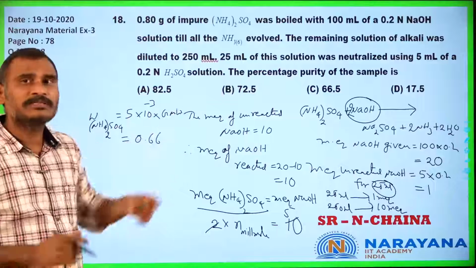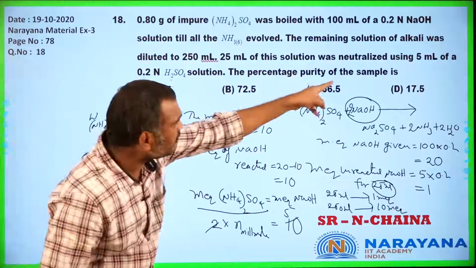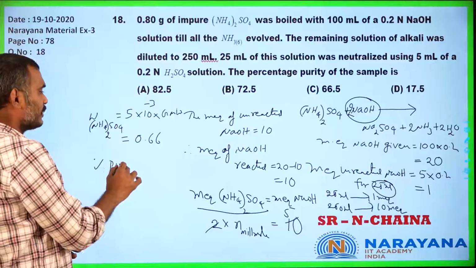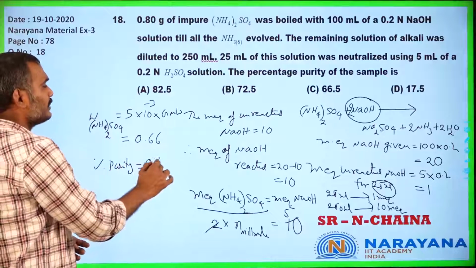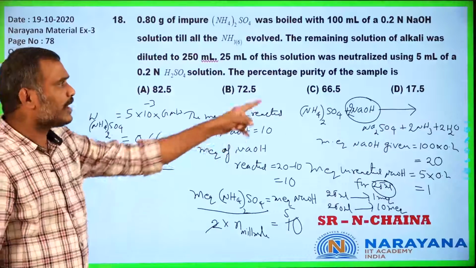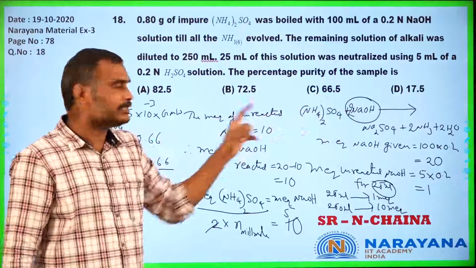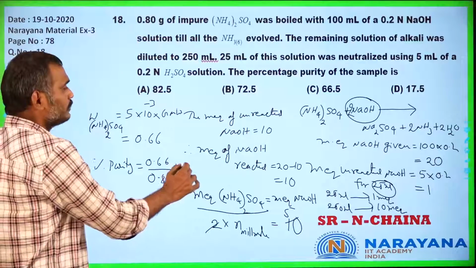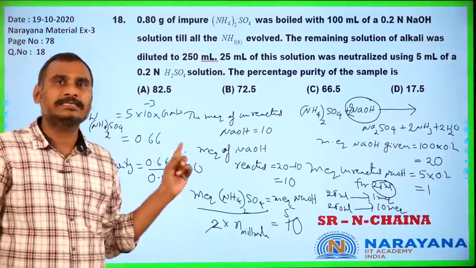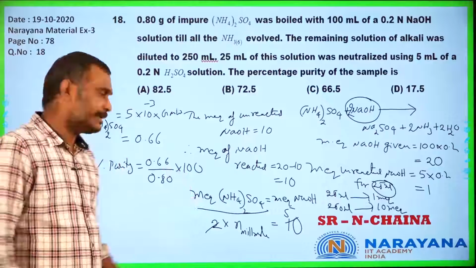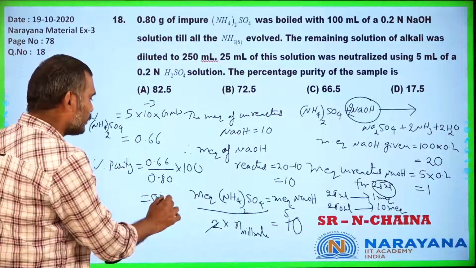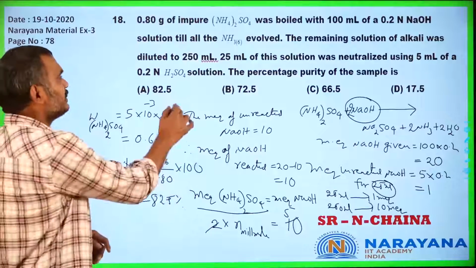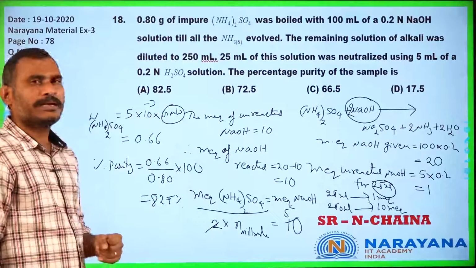But they asked you the ammonium sulfate weight? No, the percentage of purity of the ammonium sulfate. Percentage of purity is equal to, you got 0.66 gram. So the ammonium sulfate present in the given sample is 0.66, but the given is 0.80, into 100. 0.66 by 0.80 into 100. You will get 82.5 percent. Just I substituted, I got that 0.66.